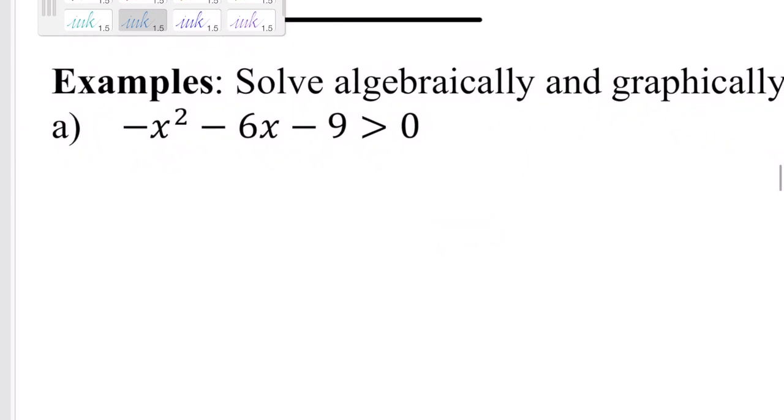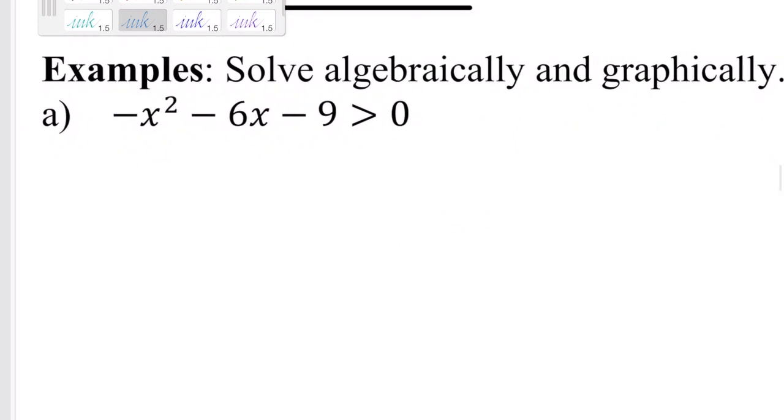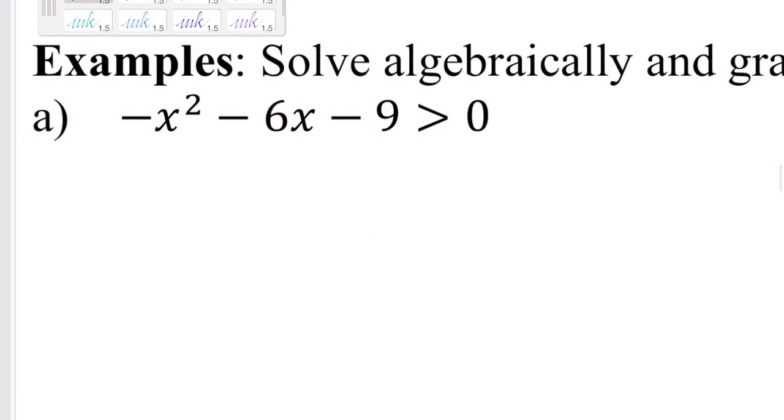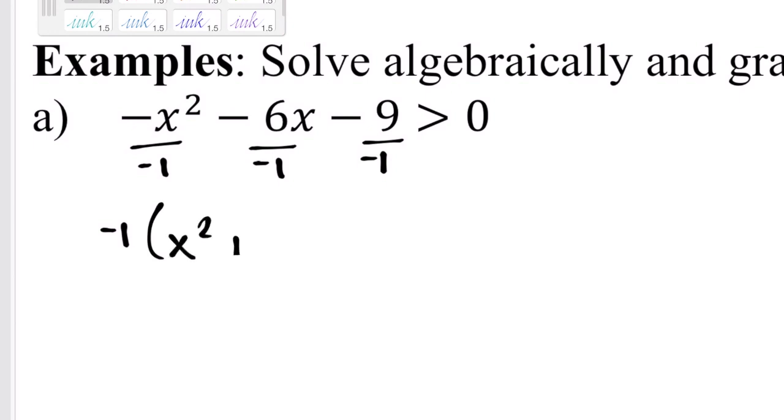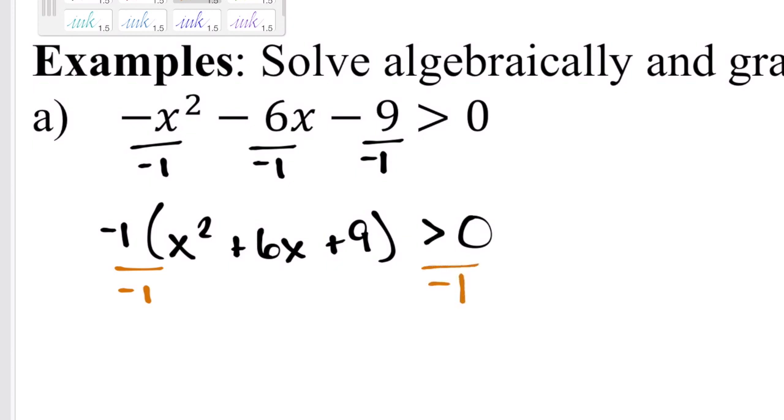Just facts. This next one, it says solving it algebraically and graphically. It's pretty much the same thing as before. So what I'm going to do here, I'm going to get this negative out of the way. They all have that negative, and I'm not a fan of using a negative when it comes to my x squareds. I like my x squareds to be positive. So from here, I'm going to move this -1, and whenever we're moving a -1, that's multiplying, so we've got to divide. And when I do that, I have to remember that I'm flipping my sign.